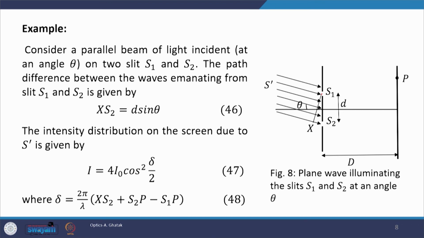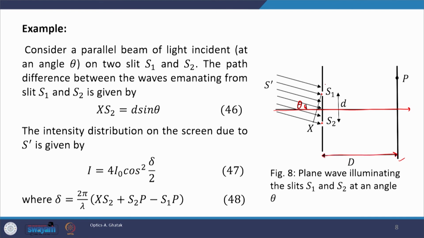We have two slits, S1 and S2, and a plane wave is made to be incident on these slits at an angle theta with respect to the horizontal line. This is the horizontal axis, and with this axis the plane wave makes an angle theta. Now we are observing the fringe pattern at the screen, which is at a distance capital D from the source plane.